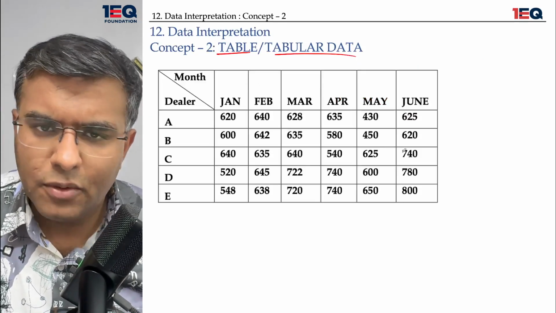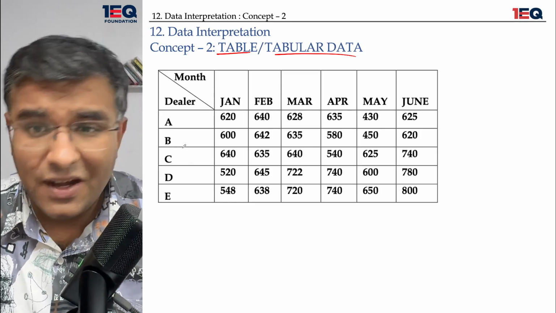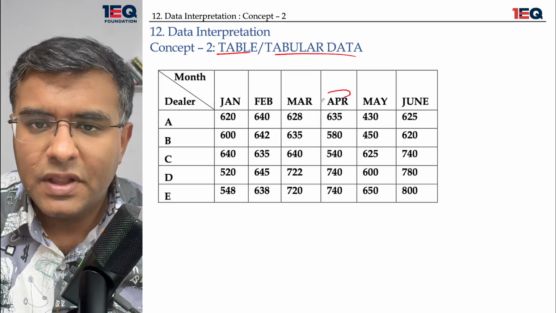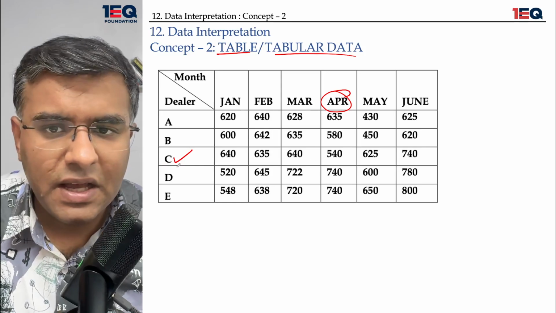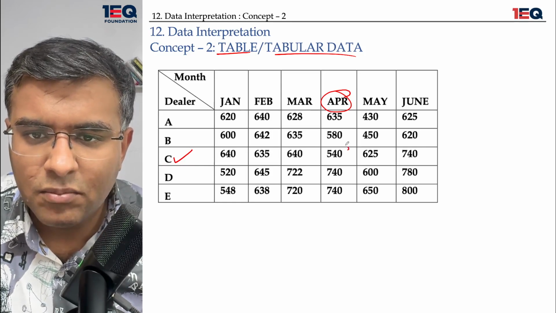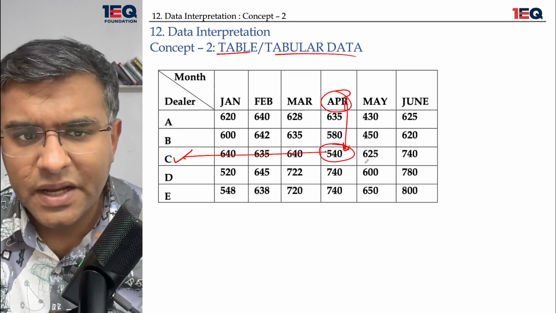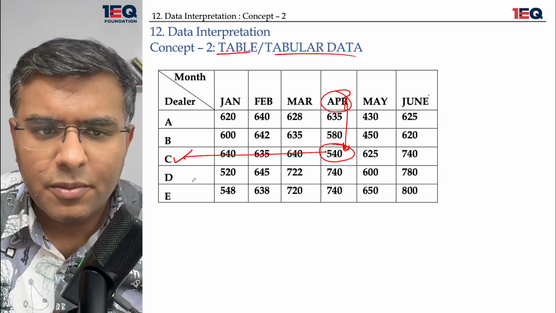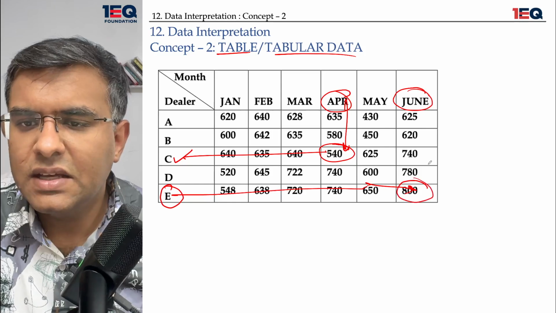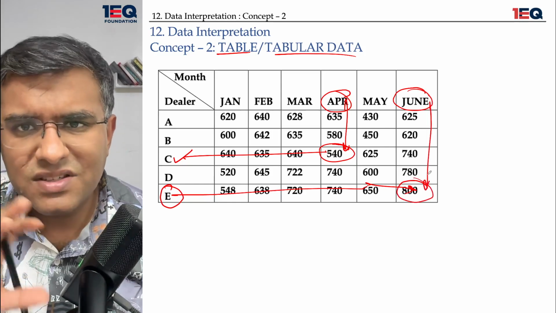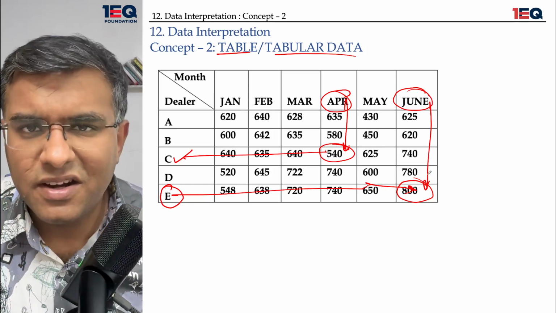Now, table data and tabulated data. This is not much of a difference. You just need to identify a few things. Let's assume somebody asks me the production of C in the month of April. I can quickly come down to the point where 540 is my answer. If somebody asks me the production of E in the month of June, I can quickly come here and say 800 is the answer. So you just need to pinpoint the right data. That is what data interpretation is all about.